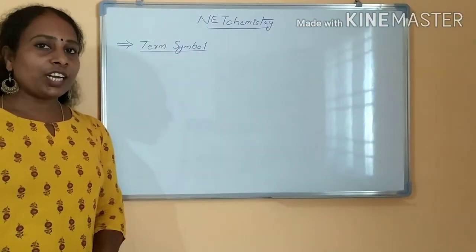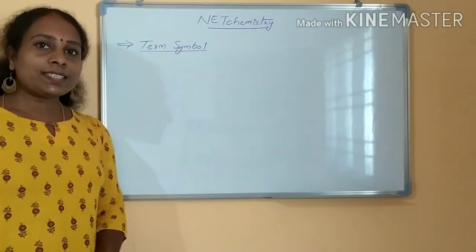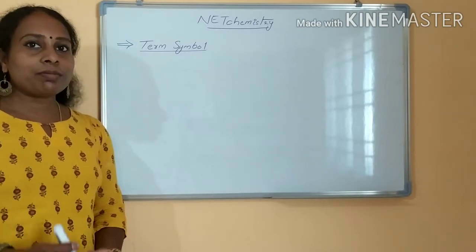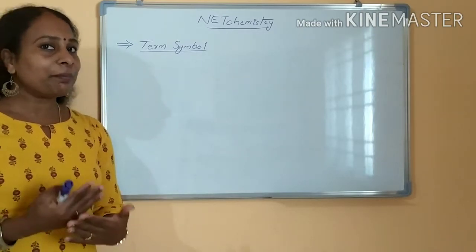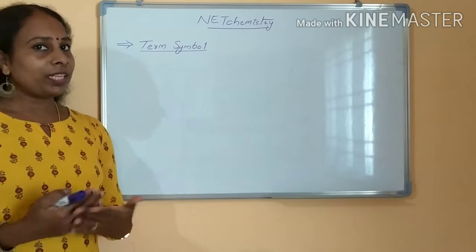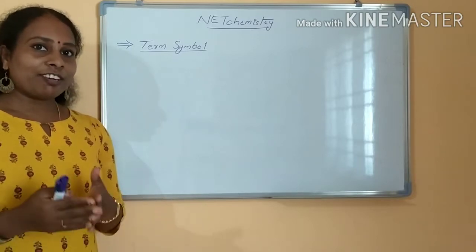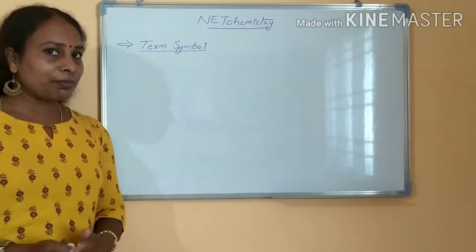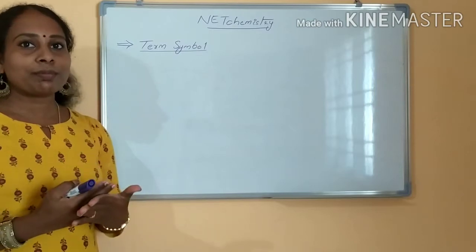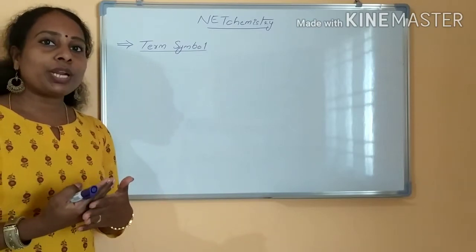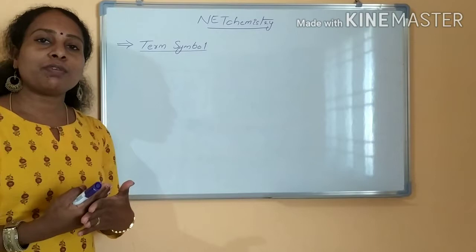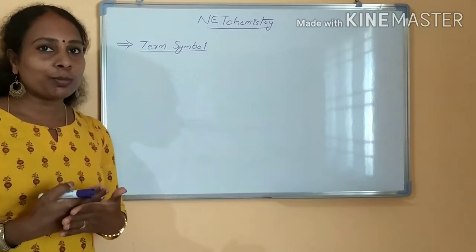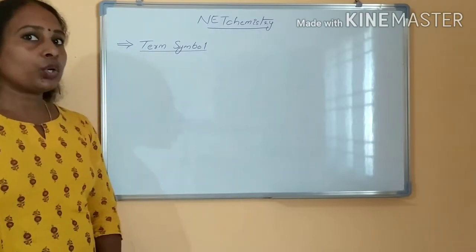First we will see electronic term symbol. What is a term symbol? As you know, term symbol is nothing but the coupling between the two electrons. That coupling between the electrons results in a number of term symbols. There are so many term symbols. In that you have to write only the ground state term symbol for atomic or molecular orbits. So let us begin with electronic term symbol.